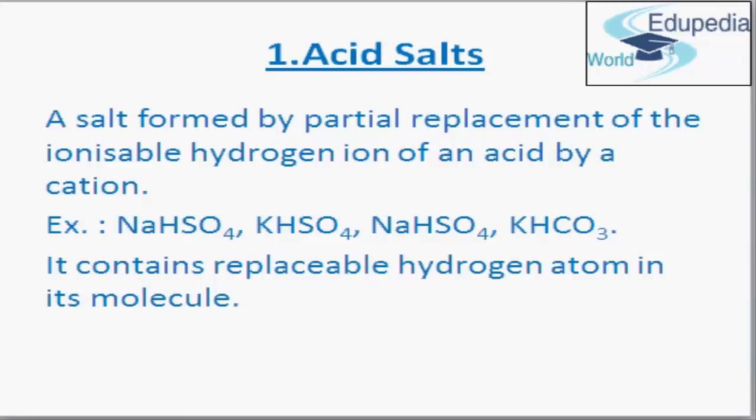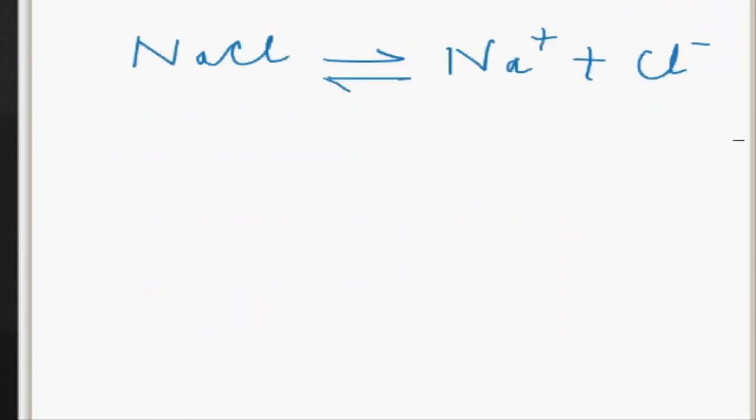An acid salt contains replaceable hydrogen atoms in its molecule. The acid salts such as NaHSO4 and KHSO4 are acidic in solution because they are formed by the neutralization of a strong acid and a strong base. An acid salt ionizes in aqueous solution forming hydronium ion.